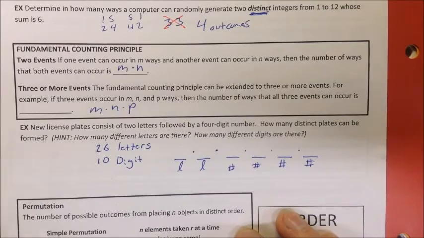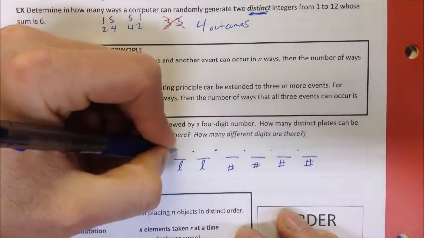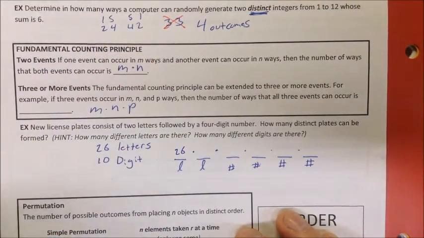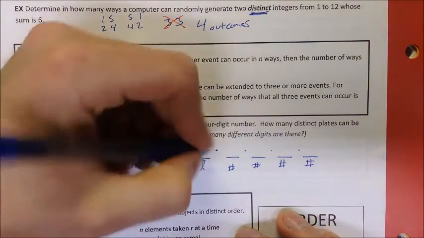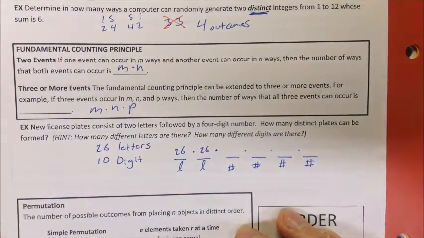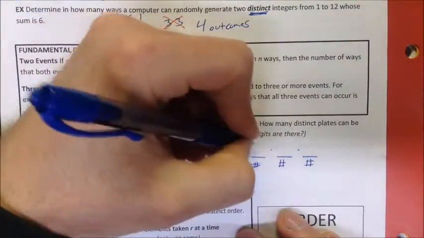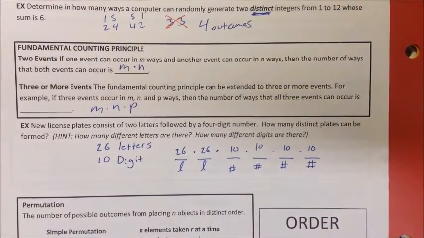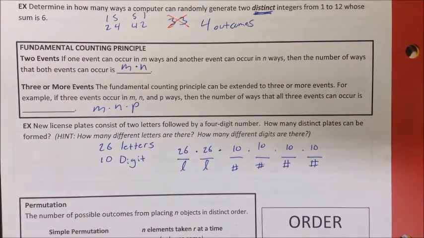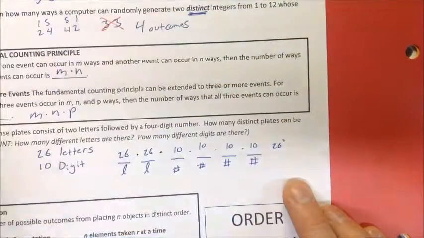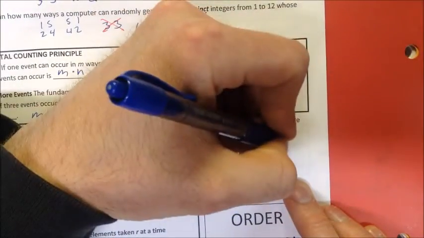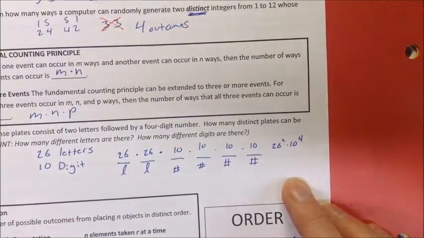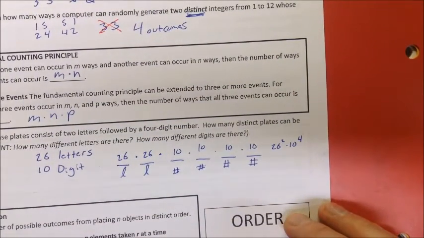Now, we know that we have 26 letters. So we can have 26 letters here. And then it didn't really say that we couldn't replace it, so we're going to put another 26 letters here. As far as numbers go, we have 10 digits available to us, and then another 10, and then another 10, and then another 10. So now this is a really great way. You can type that into your calculator and multiply all the way across. Another way that's a little bit more simple would just be if we did 26 squared, because there's 2 of those, and 10 to the 4th, because there's 4 of those.